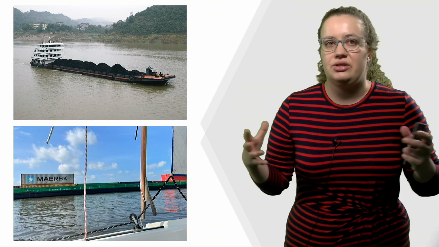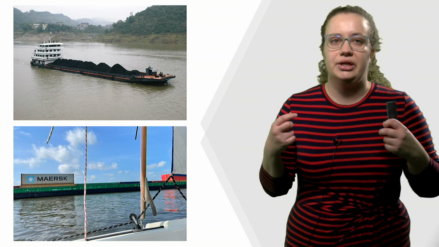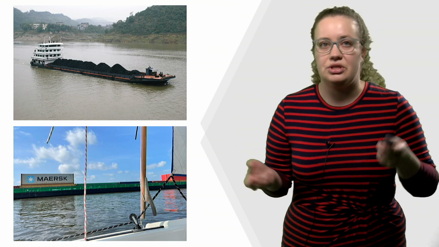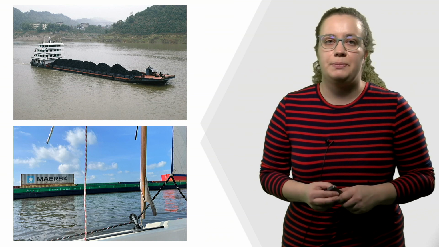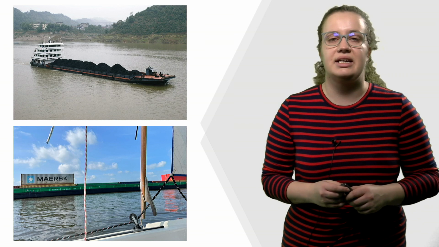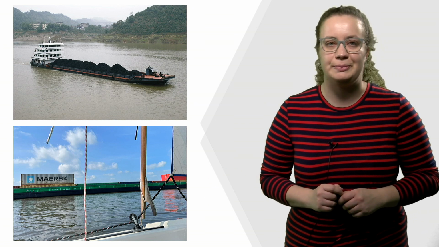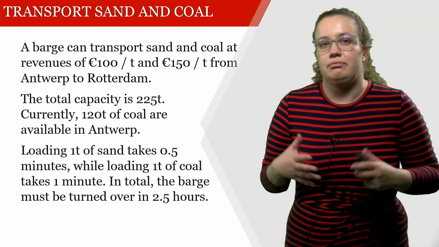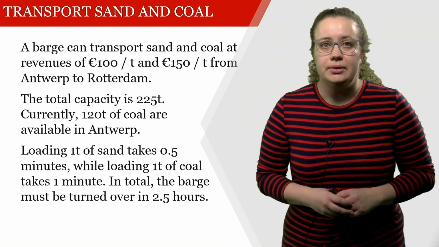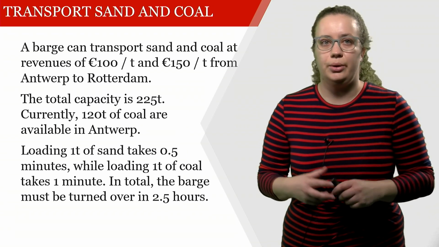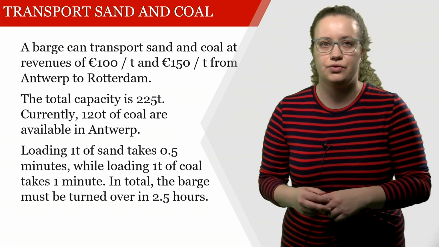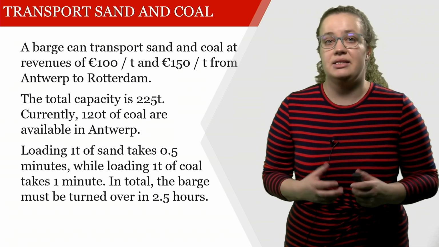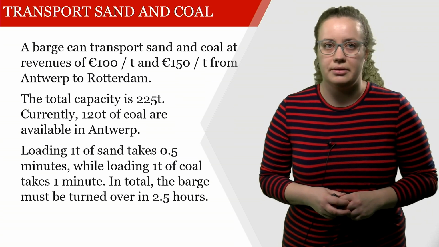Throughout these two blocks we're going to look into an example of a barge, which is a ship like you can see on these pictures. First it transports sand and coal, and then, in a second step, containers. In our example, a barge can transport sand and coal at revenues of 100 and 150 per ton from Antwerp to Rotterdam. The total capacity of our barge is 225 tons.